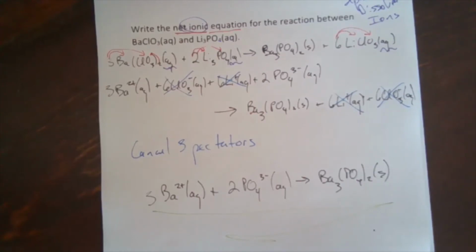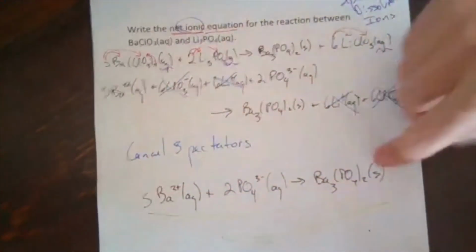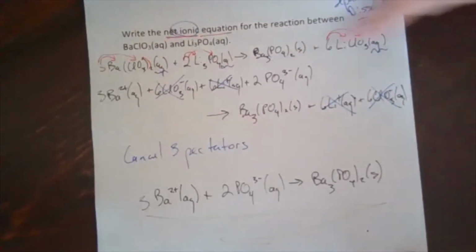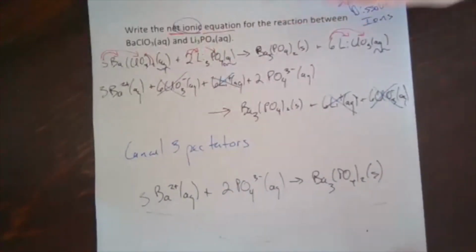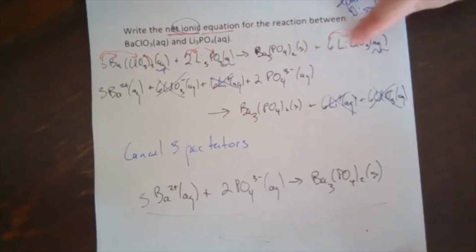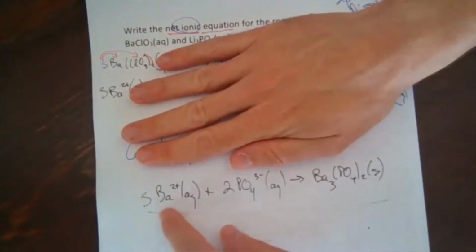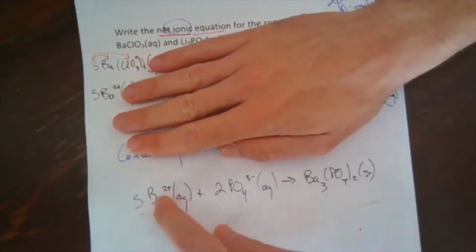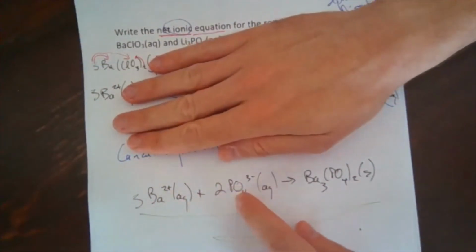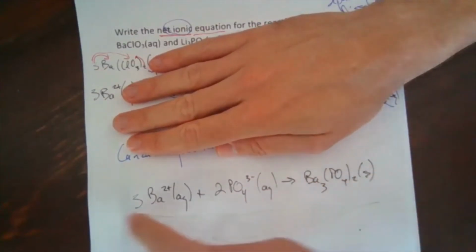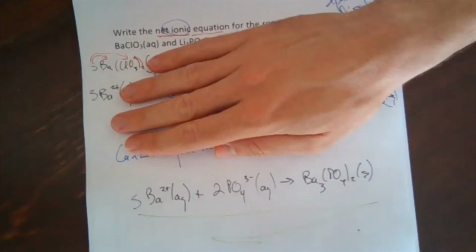And you'll note these are all precipitation reactions. The net ionic equation really focuses in on that. You've got all these different things going around: barium chlorate and lithium phosphate make barium phosphate precipitate, and lithium chlorate is then dissolved. The net ionic focuses in on just what the precipitation is. Barium cations and phosphate anions combine to give you barium phosphate precipitate. So that's the goal and the purpose of these net ionic equations.